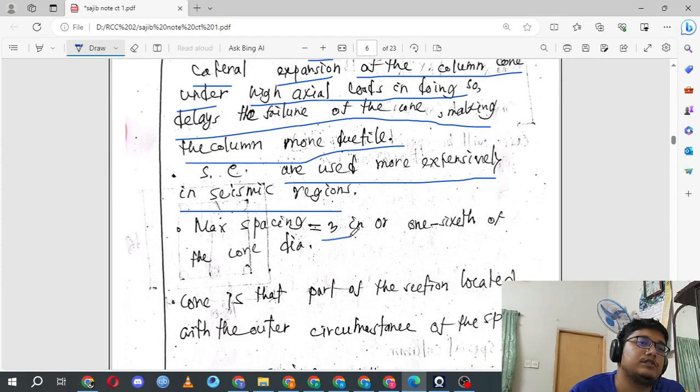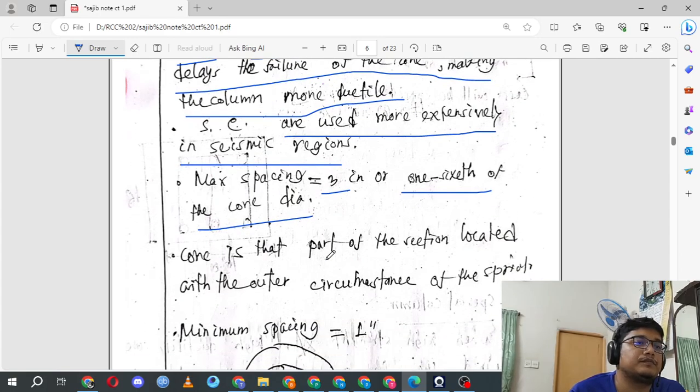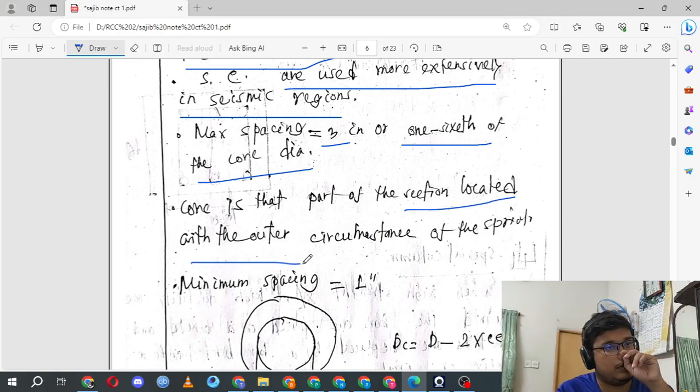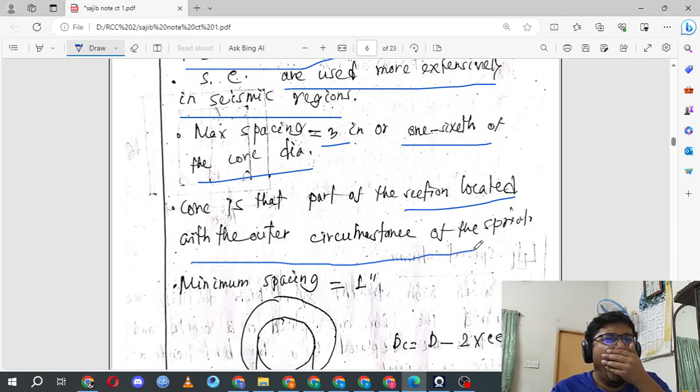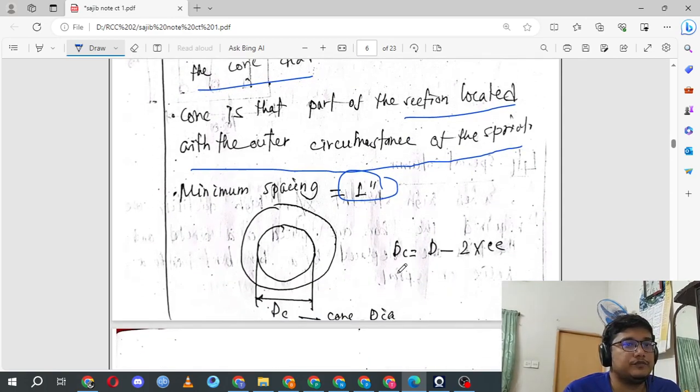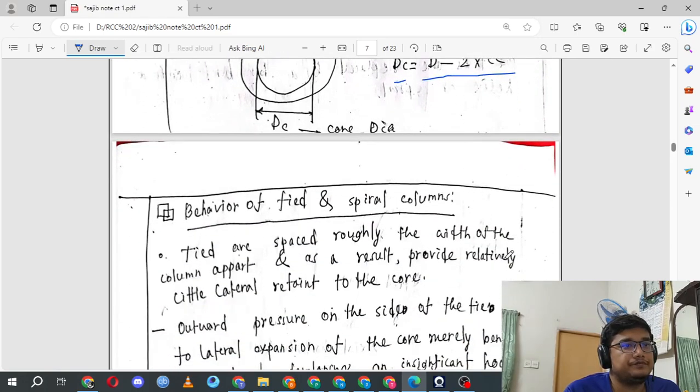Maximum spacing হচ্ছে 3 inch or 1/6 of the core dia. The core is the part of the section located within the outer circumference. Spiral minimum spacing হচ্ছে 1 inch. Dc হচ্ছে D minus 2 into CC.